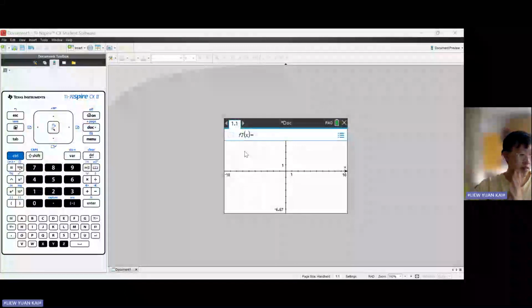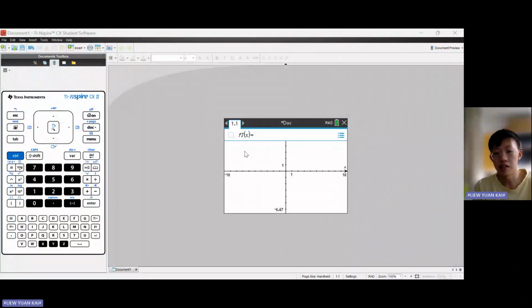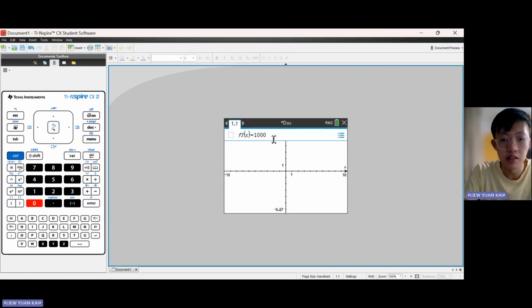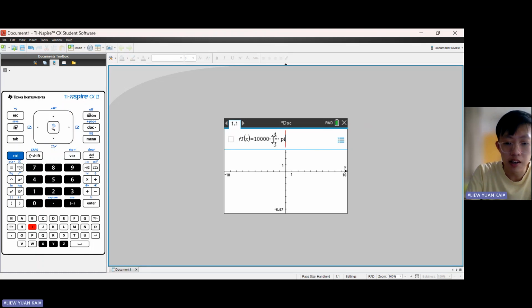Okay, so you open up your graphing calculator, and what you're going to do is you plot each side of the equation. So on one side we have the E gen, right? So we have the 10,000 multiplied by 4 over 3 pi r cubed. Okay, 4/3 pi r cubed.